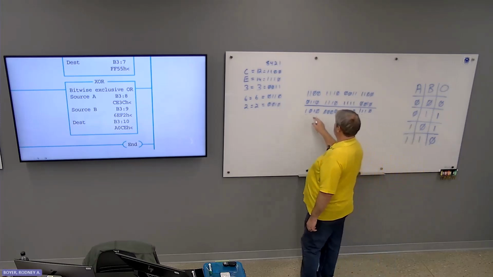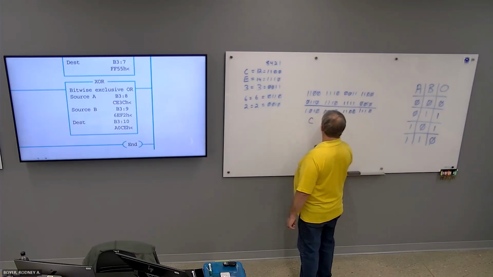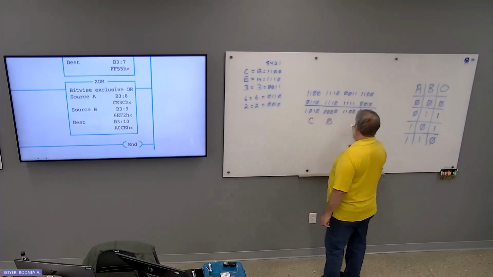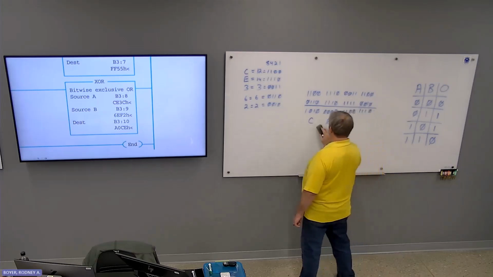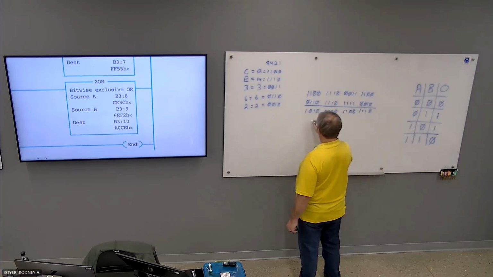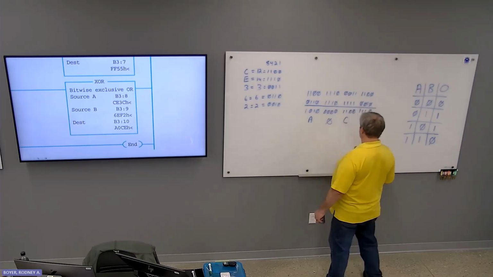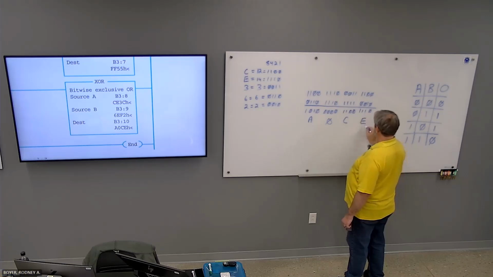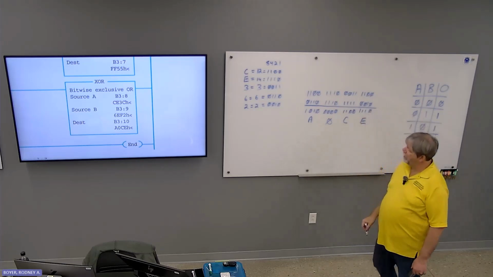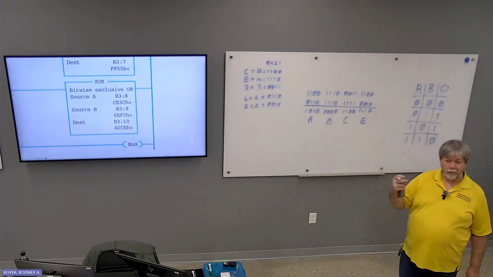So 8 plus 4 is 12, which is C. All zeros is 0. No, 8 plus 2 is 10. 8 plus 4 is 12. And then 8 plus 4 plus 2 is 14. A0CE, is that right? Yep. Okay, so you see how that's working?